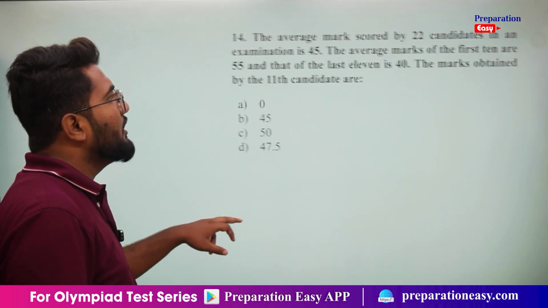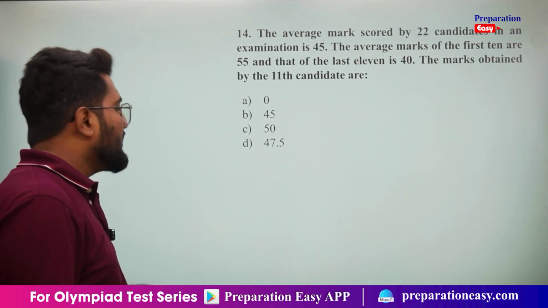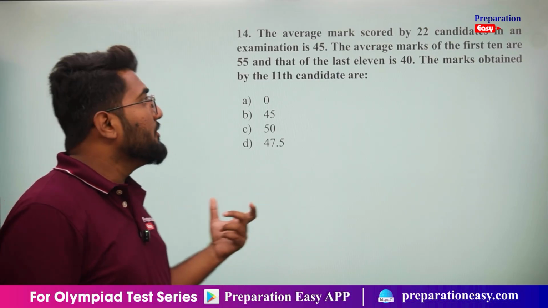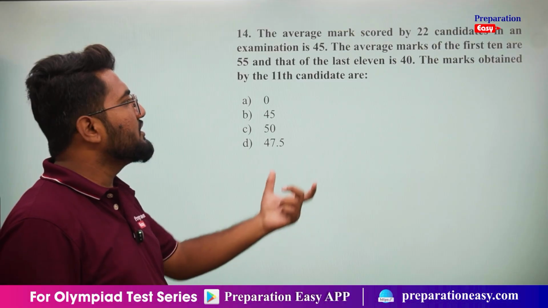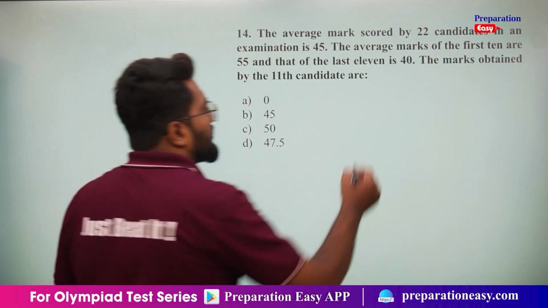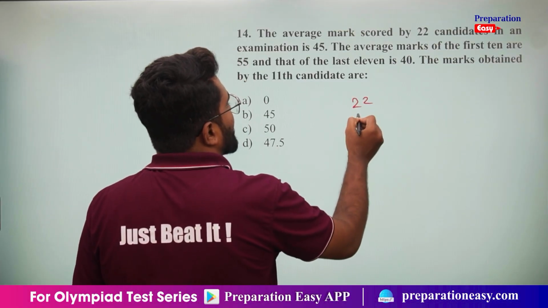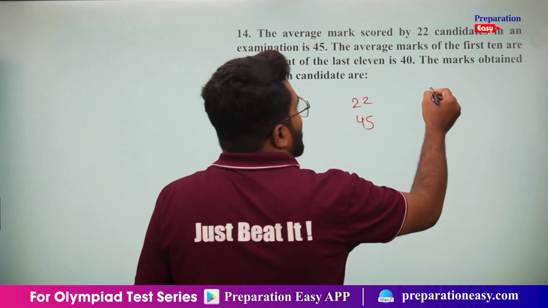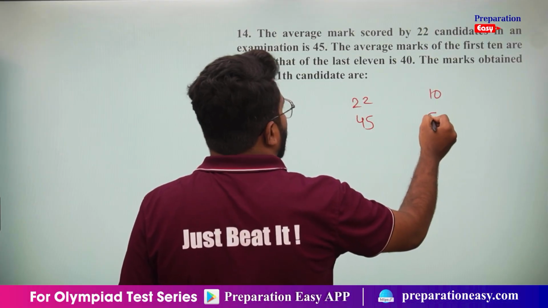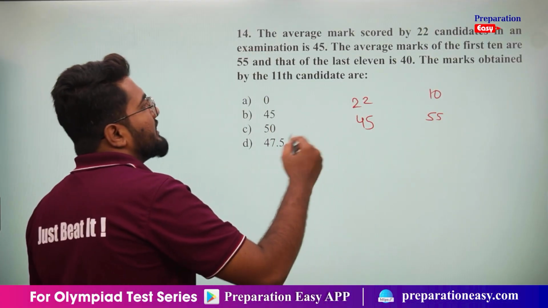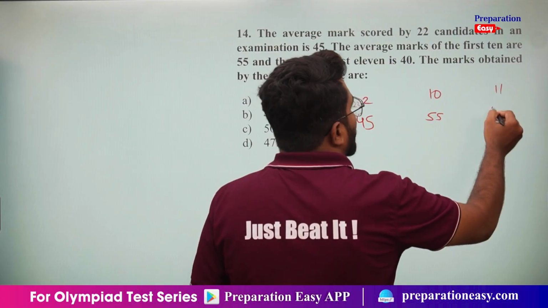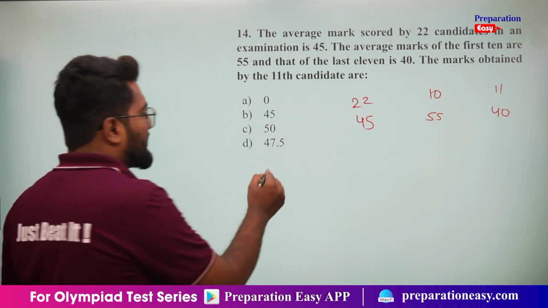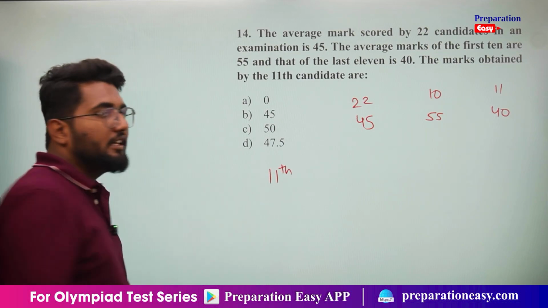Question number 14. The average marks scored by 22 candidates. We have been given the average marks. Previously, we have solved such type of question. Total candidates are 22. Average marks is 45. Average marks of first 10 students is 55, and last 11 students is 40. So we have to find how much marks the 11th candidate got.